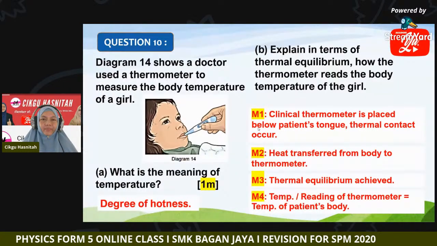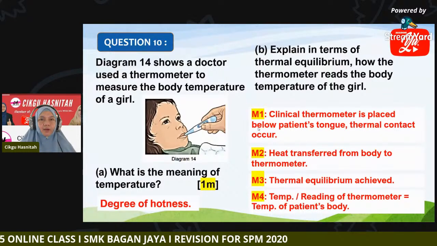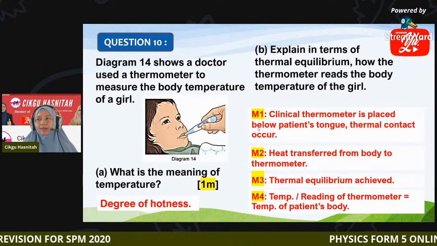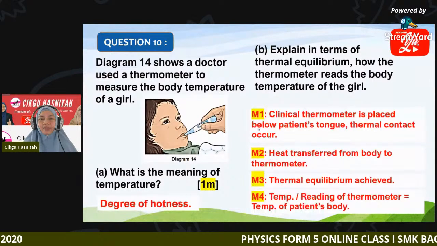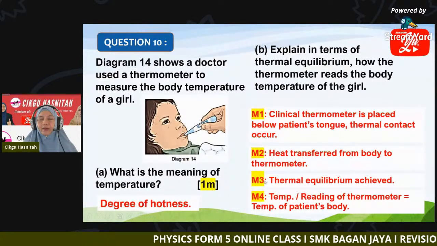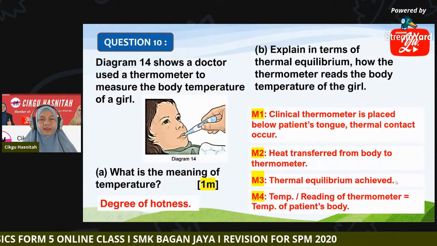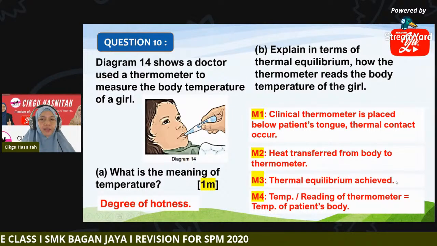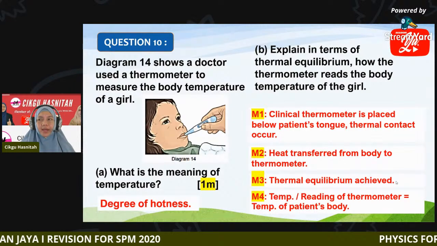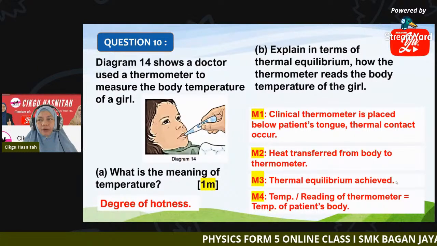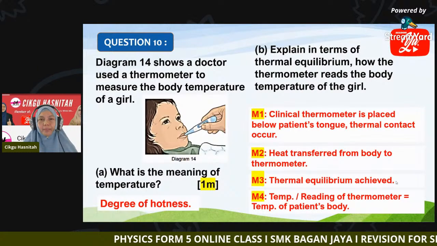Okay, so this is how we explain in terms of thermal equilibrium. Point 1, thermal contact occurs. Second, heat is transferred. Third, thermal equilibrium achieved, and you can add here, net flow of heat is zero. And finally, we say the reading of the thermometer shows the temperature of the patient's body. All right.